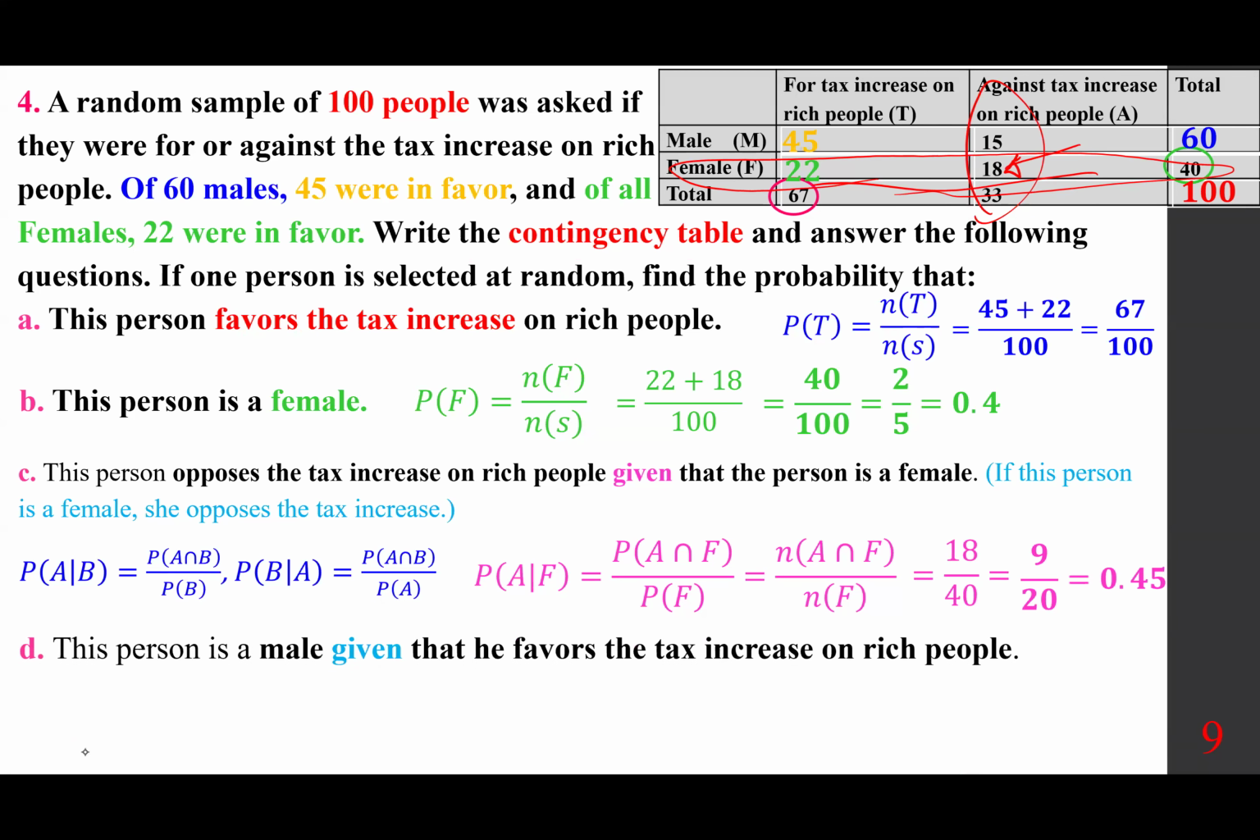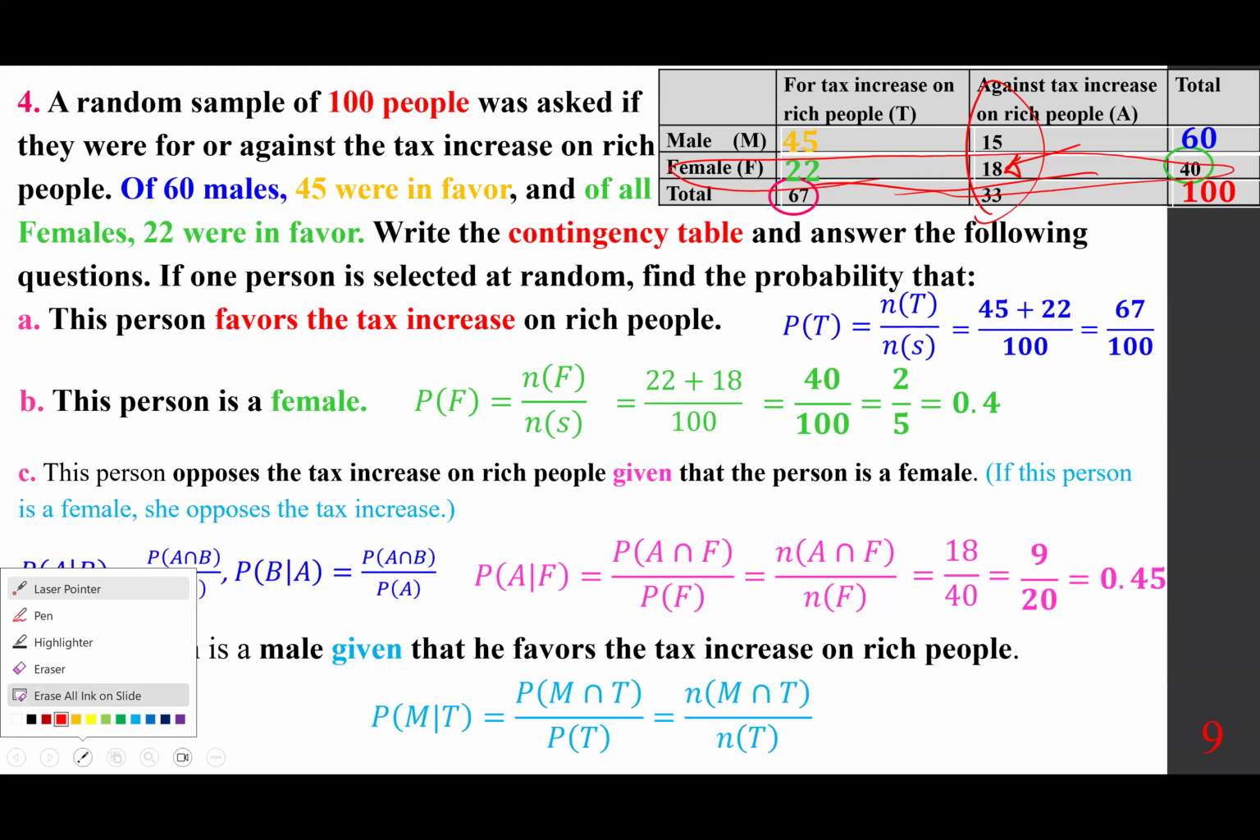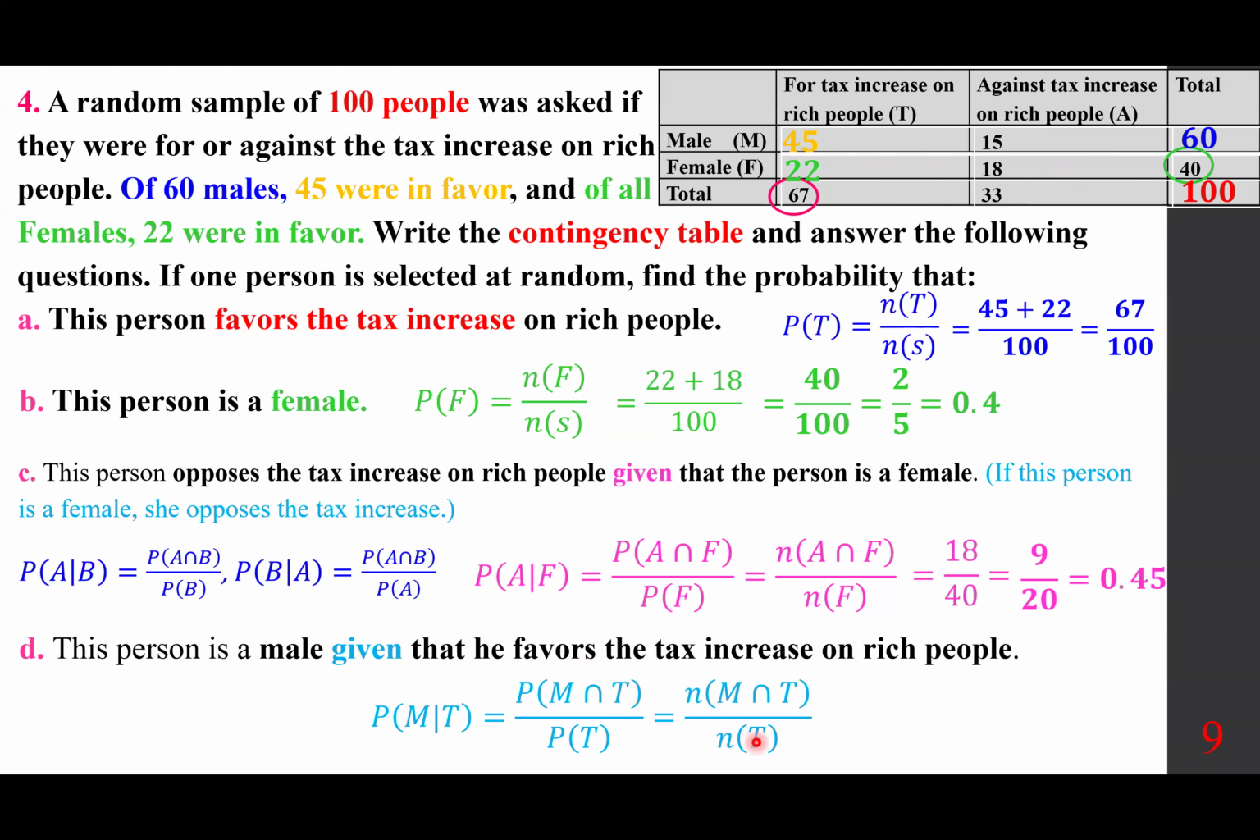This person is a male, given that he favors the tax increase, so probability of M given T. We're going to use probability of M intersection T over probability of T. So let me erase my work again. First and foremost, N of T, so the probability becomes just N. Instead of 100, the sample space is smaller now, it's 67. So the denominator is 67. Out of those 67, 45 are males and 22 are females.